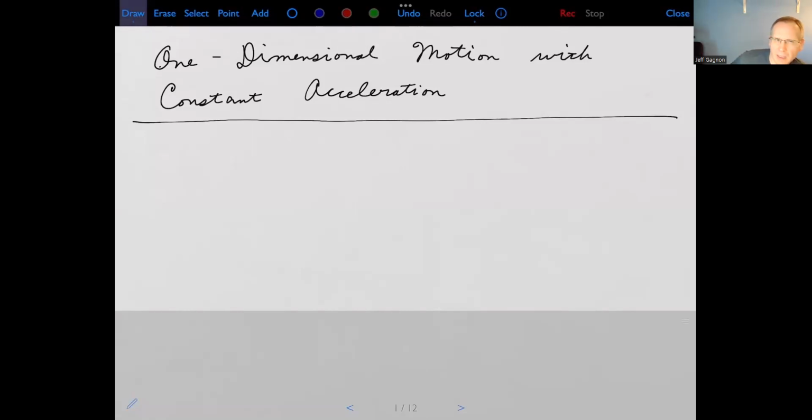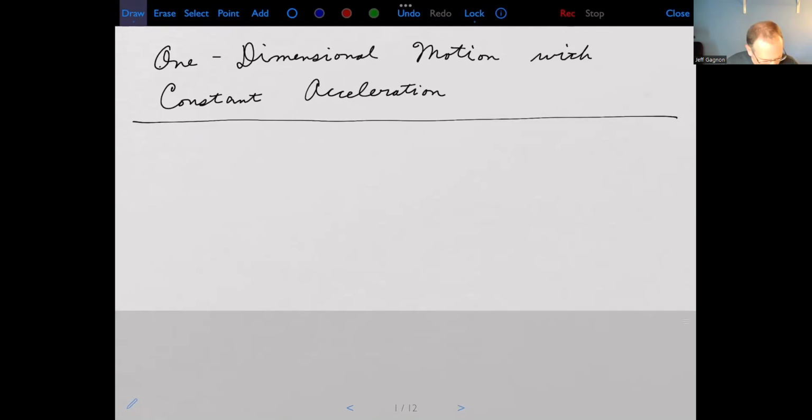So today what I want to talk about is a very special case where we have one-dimensional motion, but we have constant acceleration. So it's constant accelerated motion. What we're going to do is derive the equations of motion that we can apply to the situation where we have constant acceleration. And then we'll do several applied examples that involve constant accelerated motion.